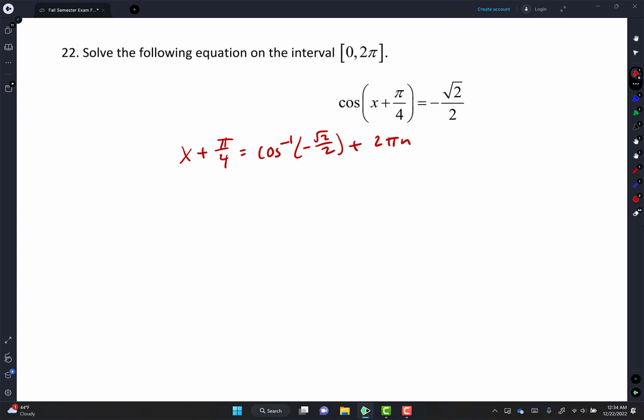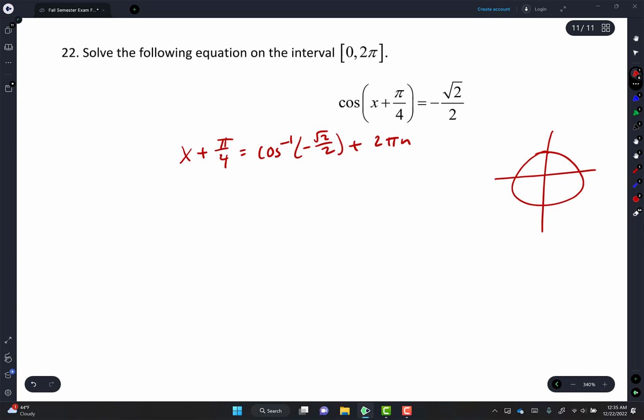So there it is. And then what I would do next, guys, I think a lot of you, it's easier to know where x is √2/2 or -√2/2. And that happens in quadrant 2 and quadrant 3. Remember that cosine's your x-coordinate, right? So -√2/2, -√2/2.